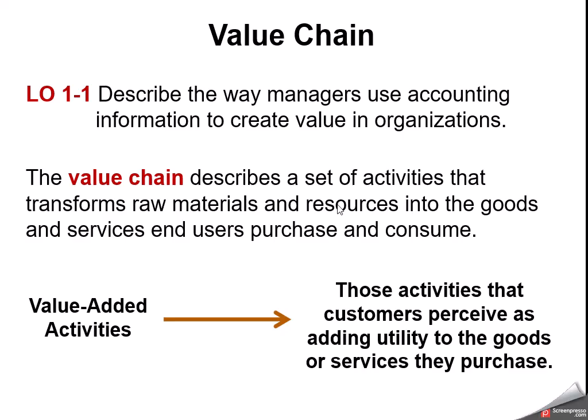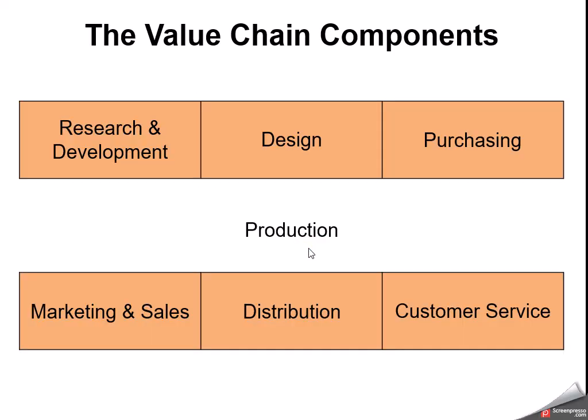So they have this term, the value chain. That is the activities that are actually going on in that business. They're transforming raw materials or other types of resources into goods and services that they can sell to their consumers. So value added activities are the ones that actually produce those goods or services, something that the company needs in order to be in business.